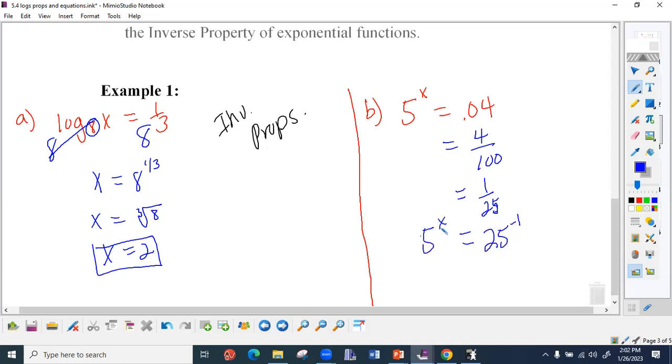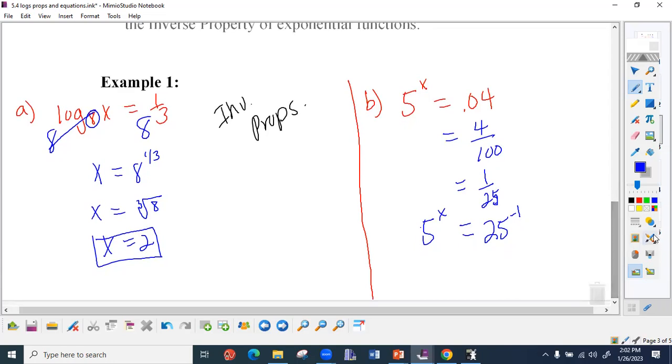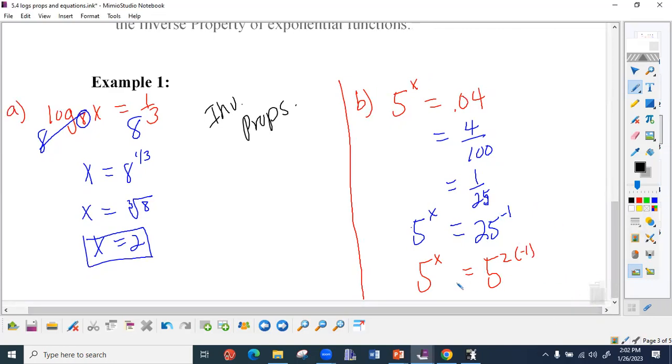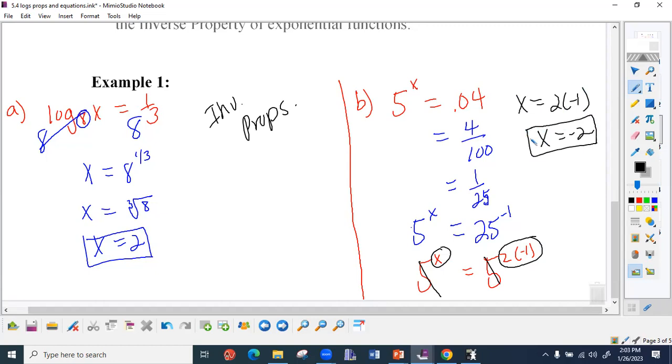So now I'm down to 5 to the x equals 25 to the negative 1. Well, luckily we already know that 25 is 5 squared. So now we have 5 to the x equals 5 squared, to the negative 1. Why? Because the negative 1 is already there and it does not disappear. Okay. Now that it's one-to-one, to solve this, I'm ignoring the bases, and I'm taking the powers and setting them equal to each other. So now I have x equals 2 times negative 1. Therefore, x equals negative 2.